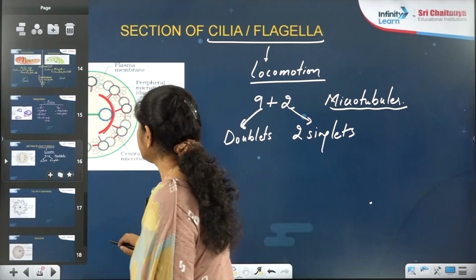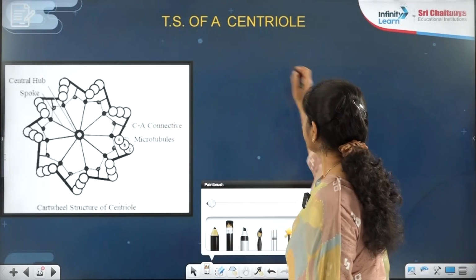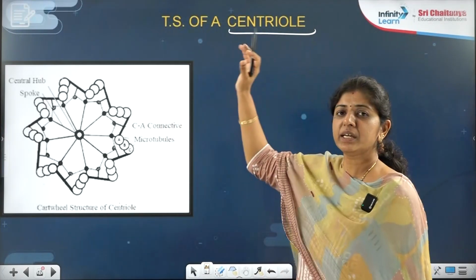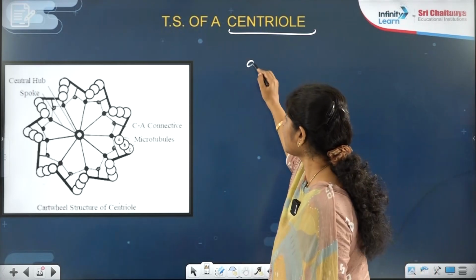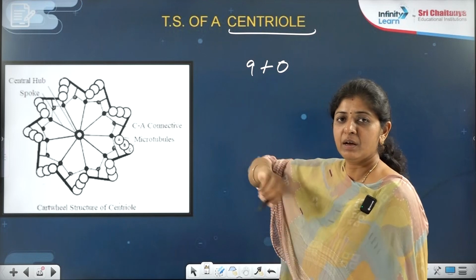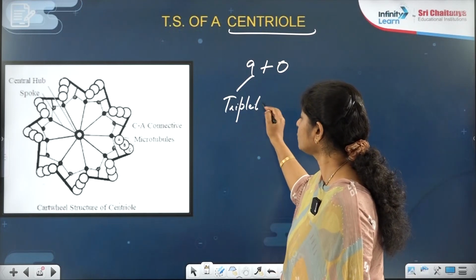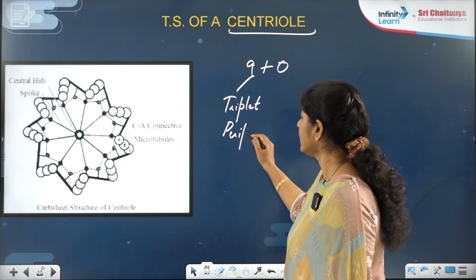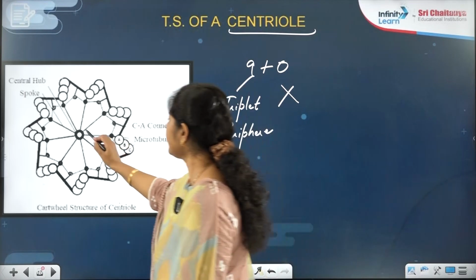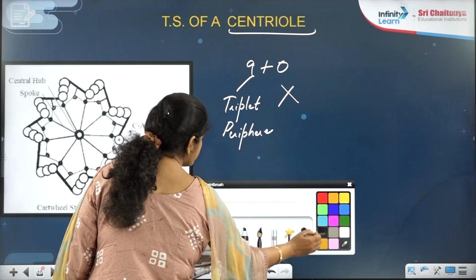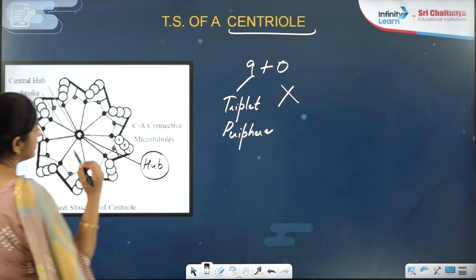Now, next after this is the centriole. I told you even these are membraneless, and this is present in animal cells and a few of the lower plants. But they will show a 9+0 arrangement. What is 9 here? 9 will be the triplets, which are towards the periphery. And in the center there is no microtubule. Only a central hub is there, which is proteinaceous.